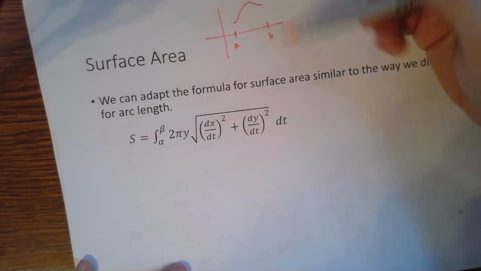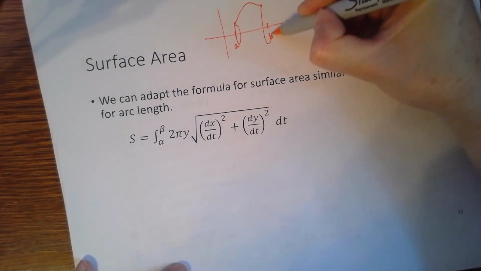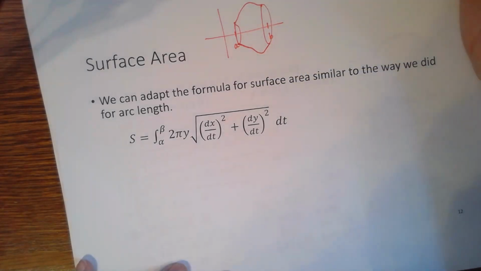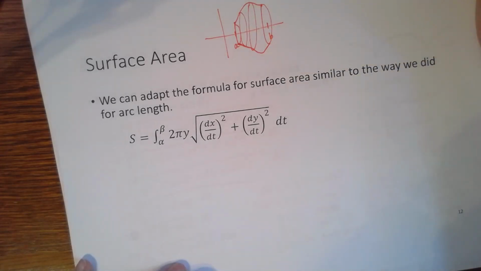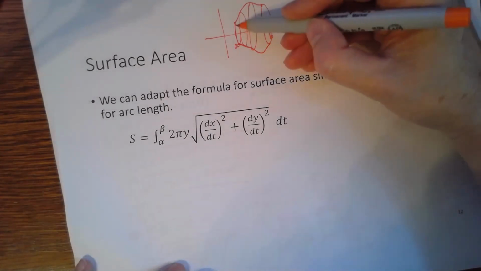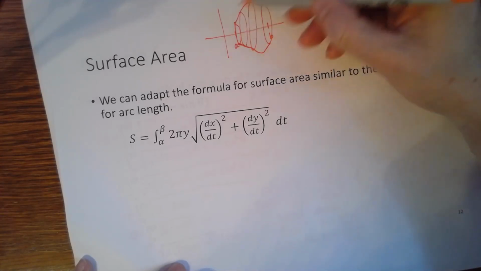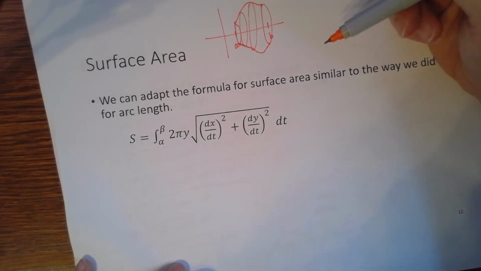Okay, well then I'm going to rotate it around some axis to get a surface. Then I'm going to get all these circles along here, right? So if I want to find the surface area, I just add up this circle and this circle and this. I add up all these circles, and that'll give me the surface area of this surface.